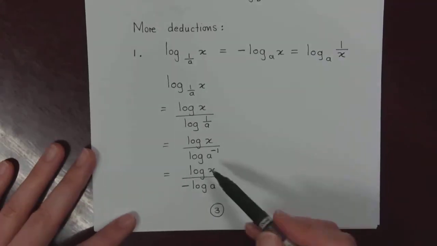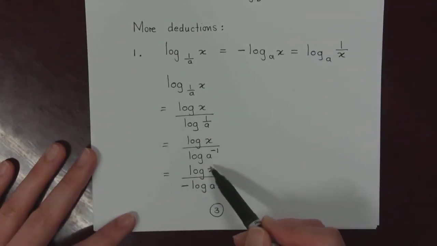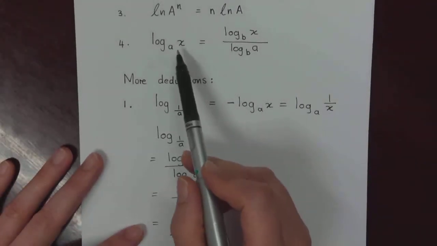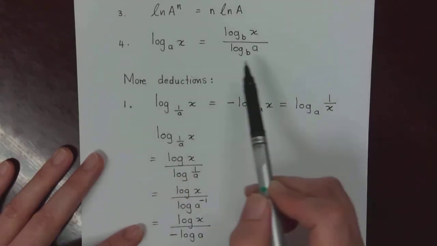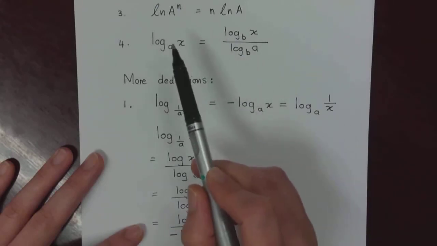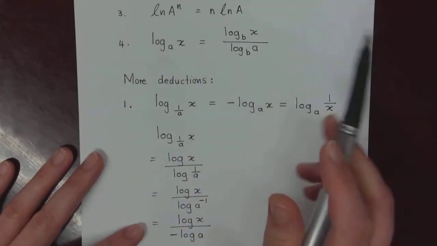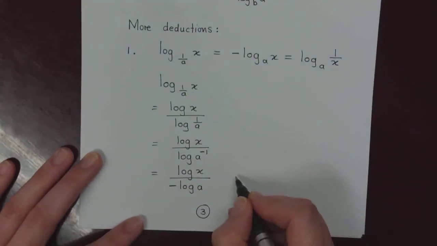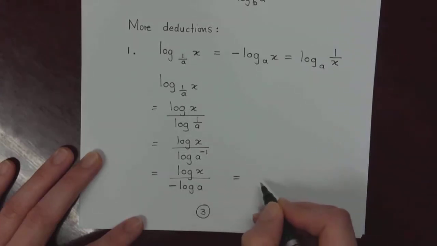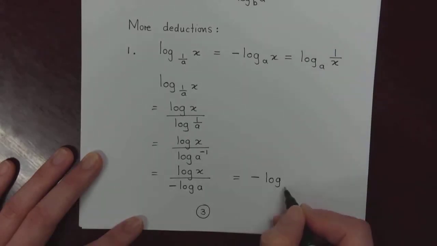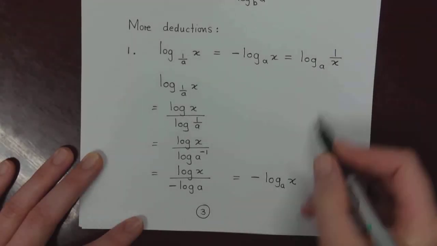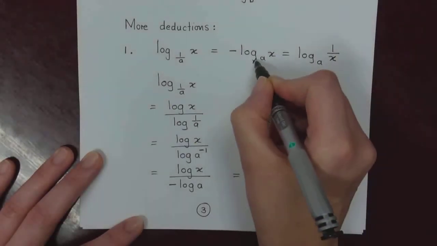And now I can put this back together again. Because please remember, this law doesn't just have to be used from left to right. I can also use it from right to left. So I can take the two logs and put them back together again, as long as the bases are the same. So what I can do over here is take the minus, and this is the log of base a of x, which gives me this result.